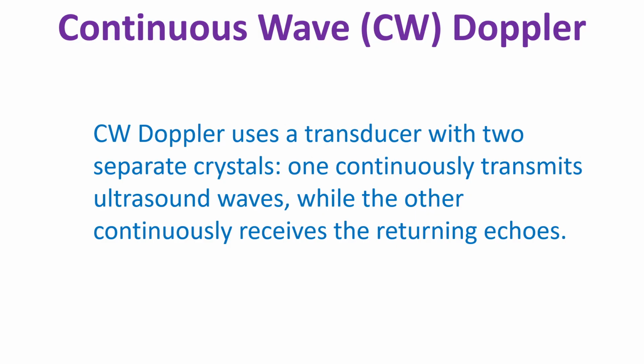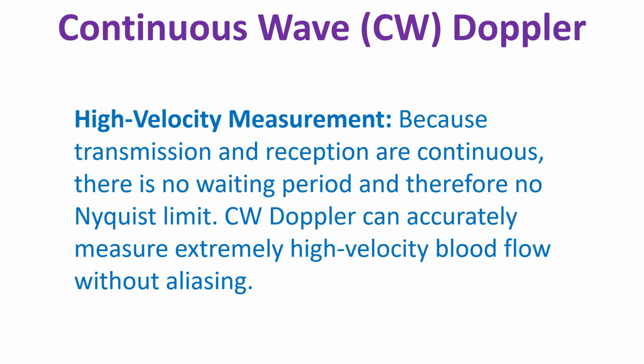Continuous wave Doppler uses a transducer with two separate crystals. One continuously transmits ultrasound waves, while the other continuously receives the returning echoes. High velocity measurement. Because transmission and reception are continuous, there is no waiting period and therefore no Nyquist limit. CW Doppler can accurately measure extremely high velocity blood flow without aliasing.